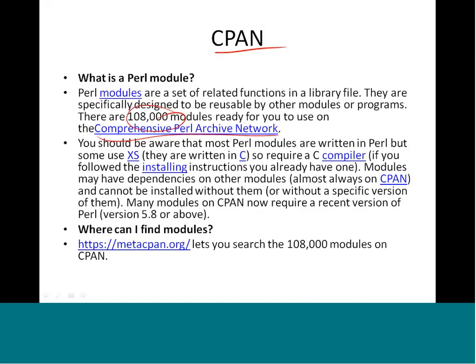One thing to also note is that most Perl modules are written in Perl, but some use XS, and they require a C compiler. Modules may also have dependencies on other modules, almost always on CPAN, and cannot be installed without them. We also cannot install without a specific version. And the modules in CPAN require a recent version of Perl, which is Perl 5.8 or above.